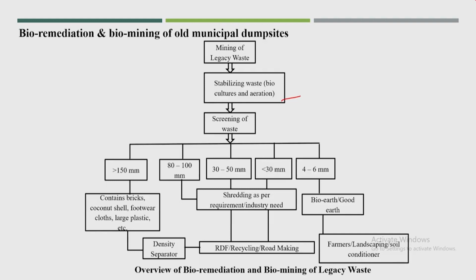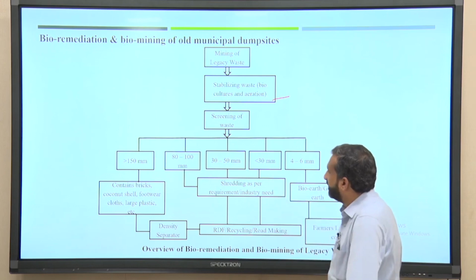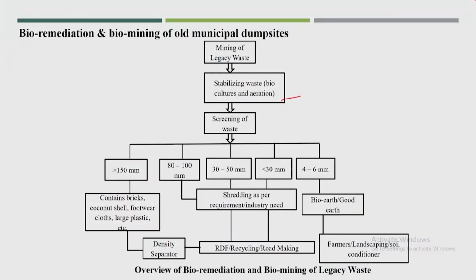Please understand properly here. When you say biomining, first is stabilizing the waste, meaning you go for windrows, provide proper aeration, and add some bioculture for the degradation process. Once the degradation is over and the material has dried completely in the windrow, we go for screening of the waste, in different sizes.